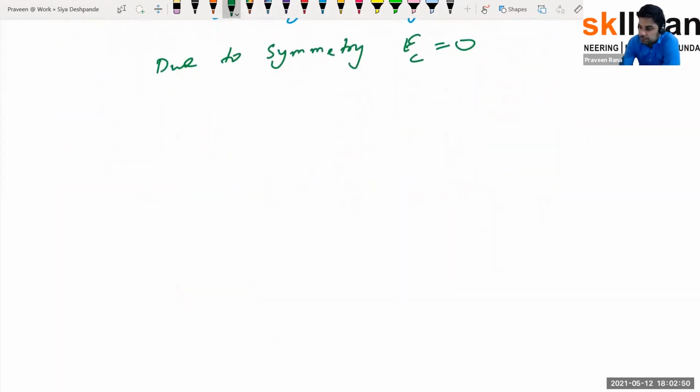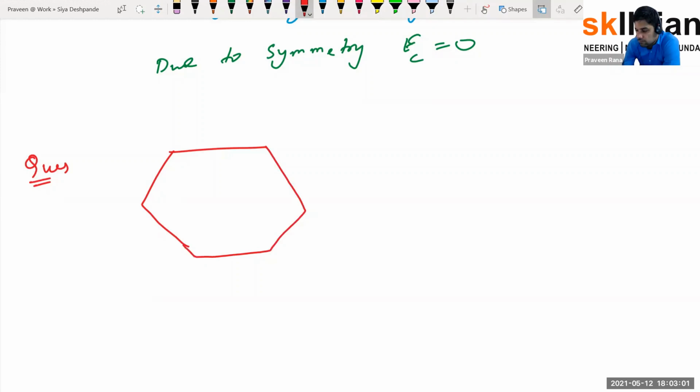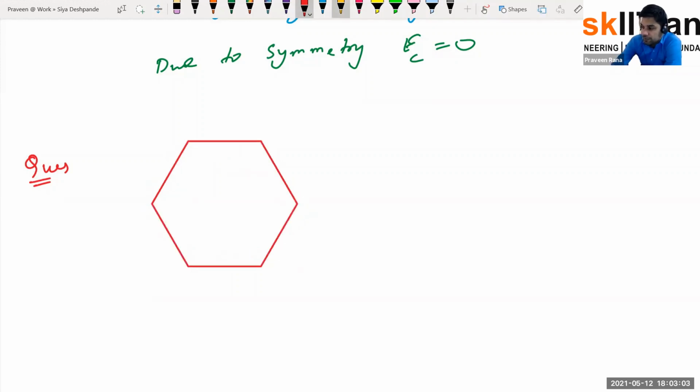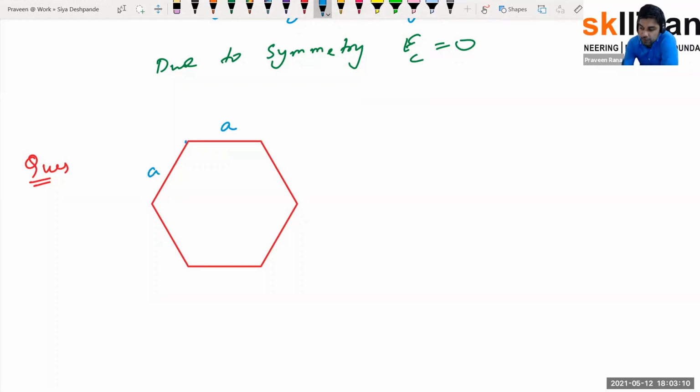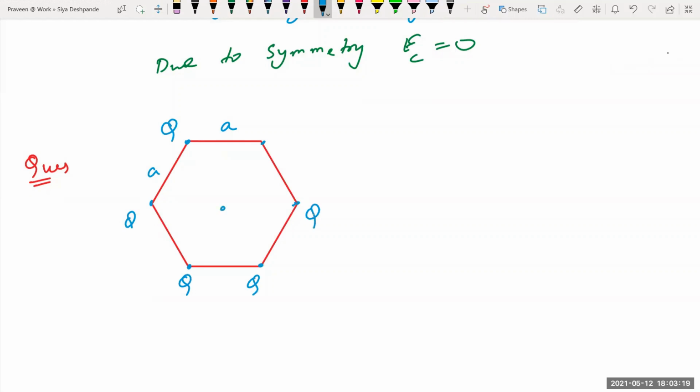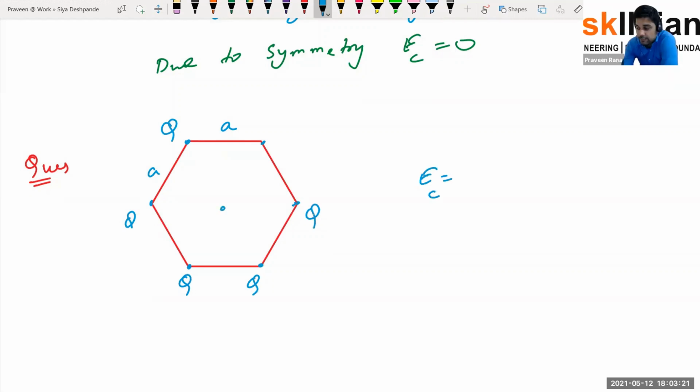Let's just say you have a regular hexagon, a perfect regular hexagon, and the side of the hexagon is given as A. What I did was I put 5 charges at each corner. Now you have to tell me what's the value of electric field at center.